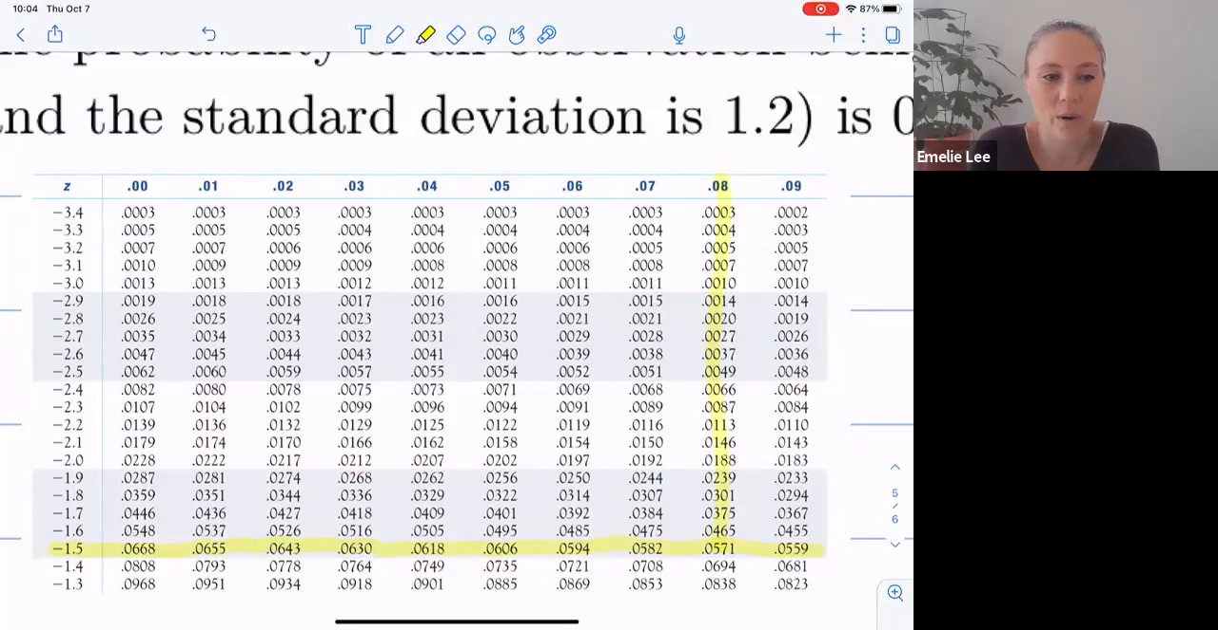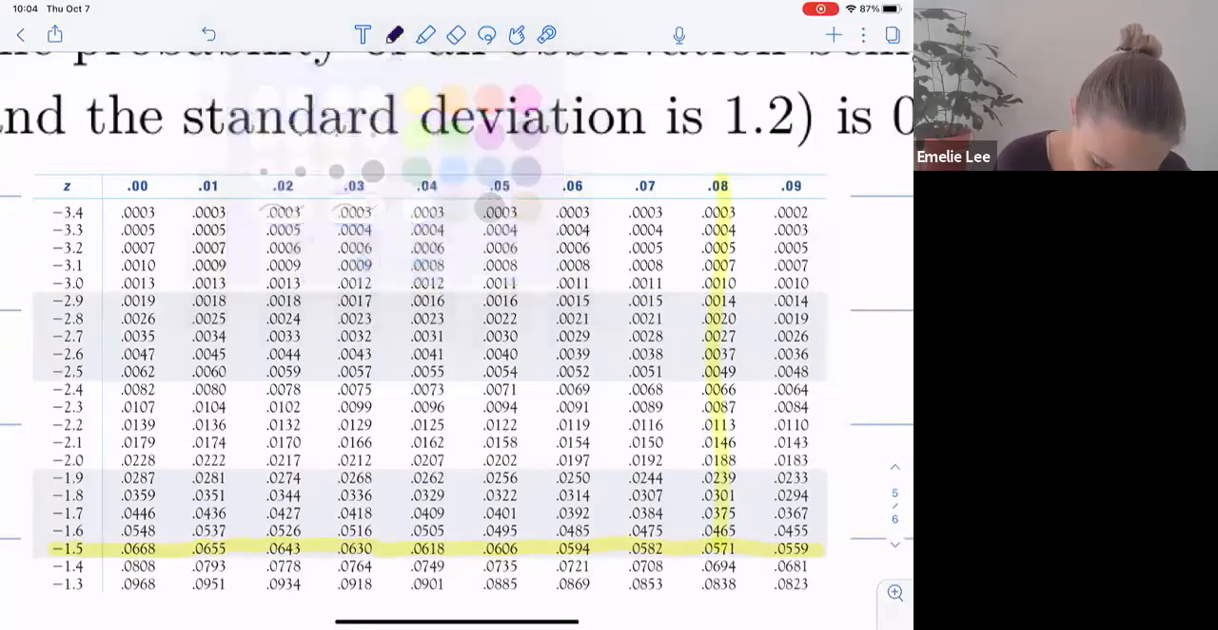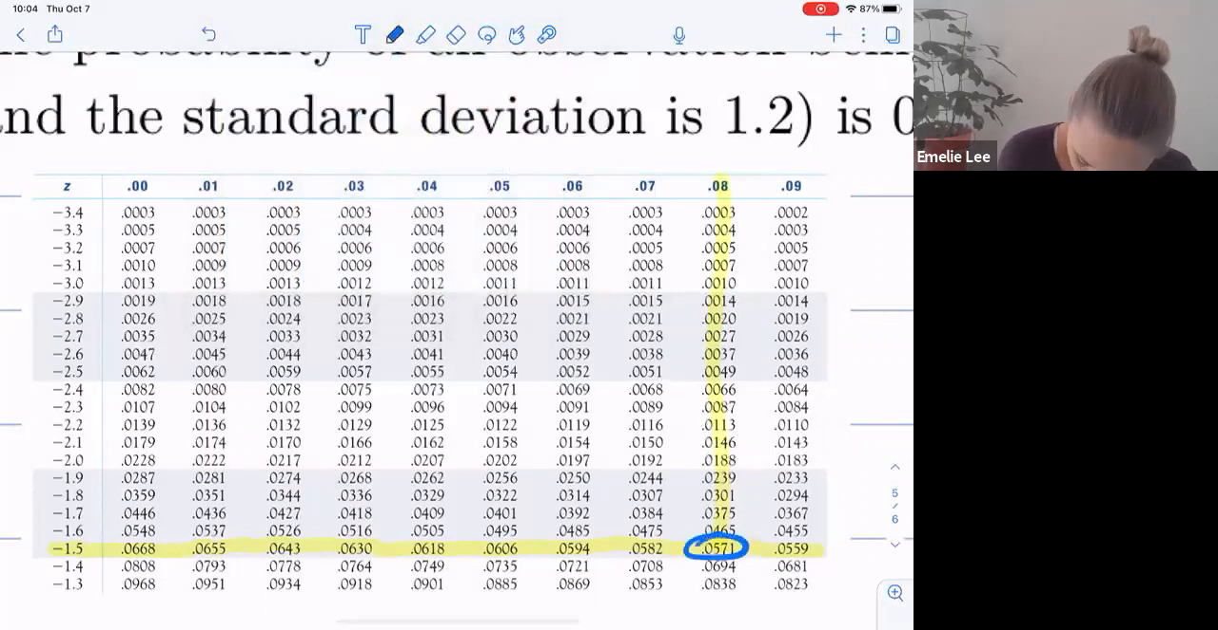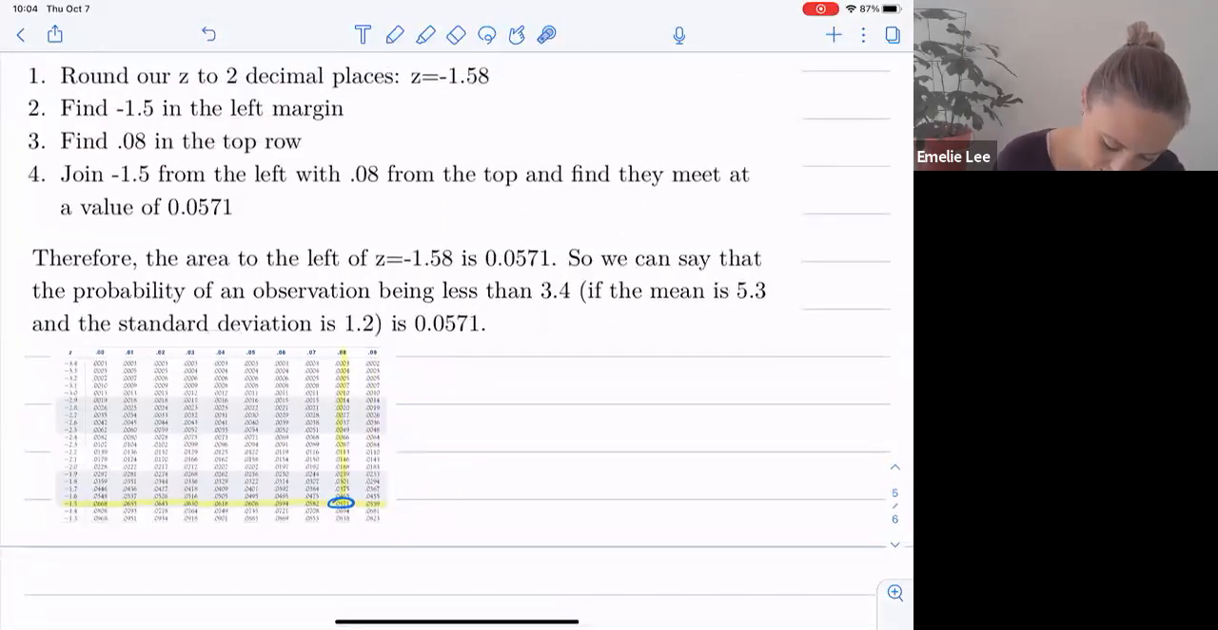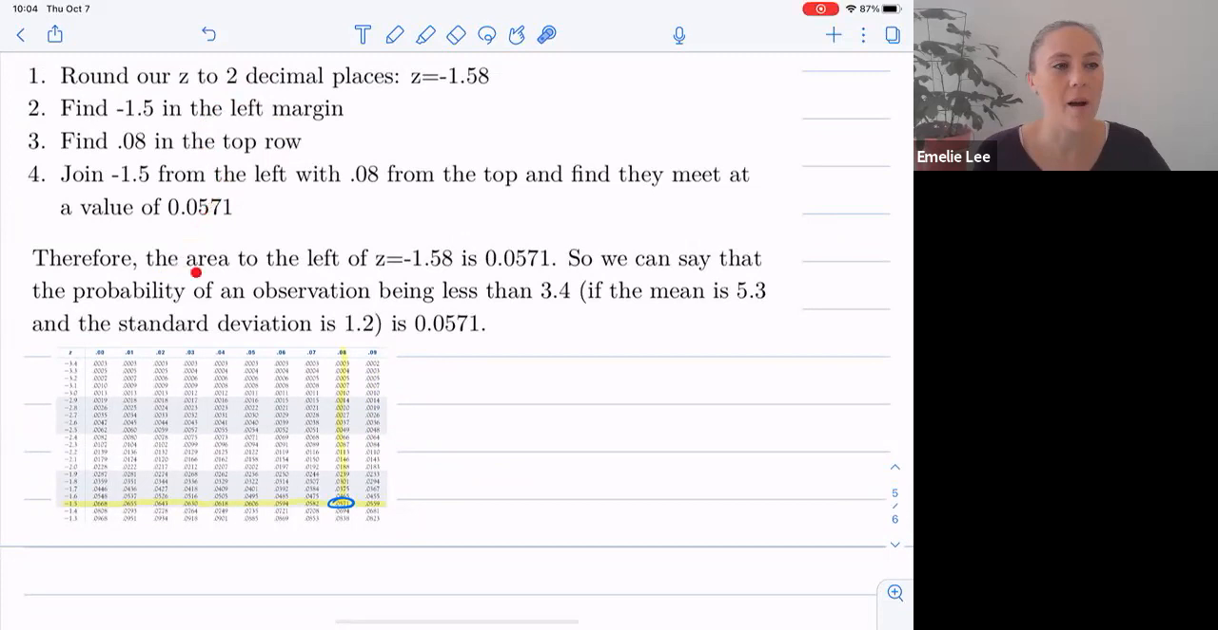And so now what I find is that this area is 0.0571. So here's the instructions in case you got lost. But the area to the left of Z equal to negative 1.58 is 0.0571. Okay, so we can say that the probability of an observation being less than 3.4, from the mean of 5.3 and a standard deviation of 1.2, is 0.0571.